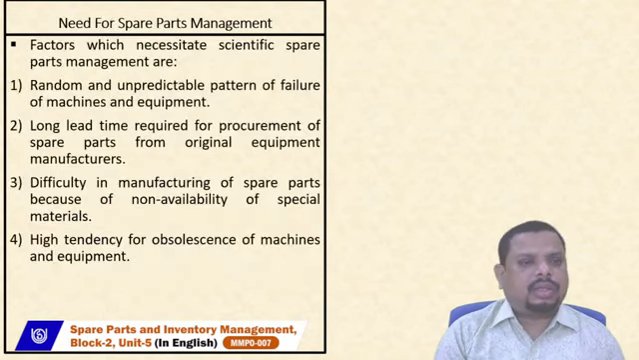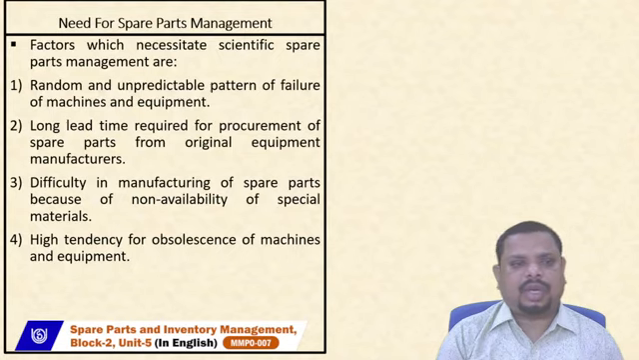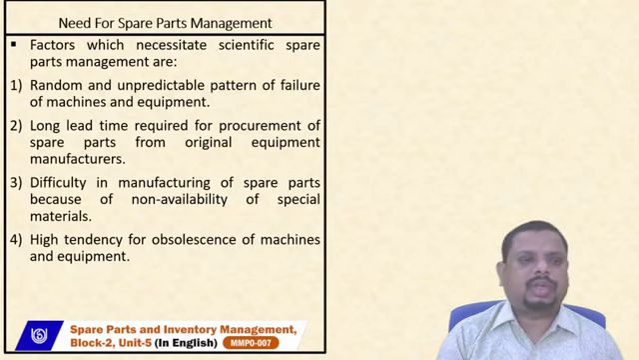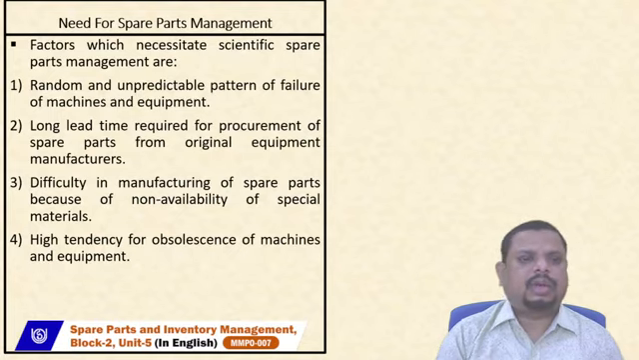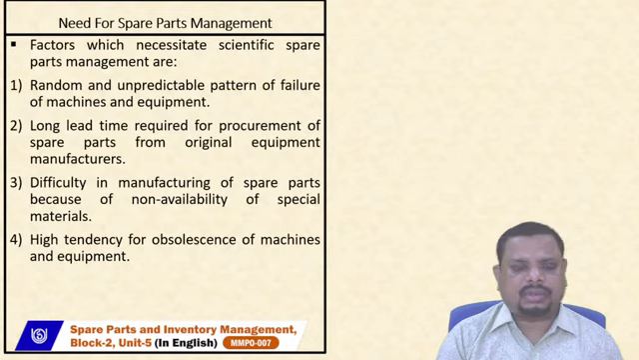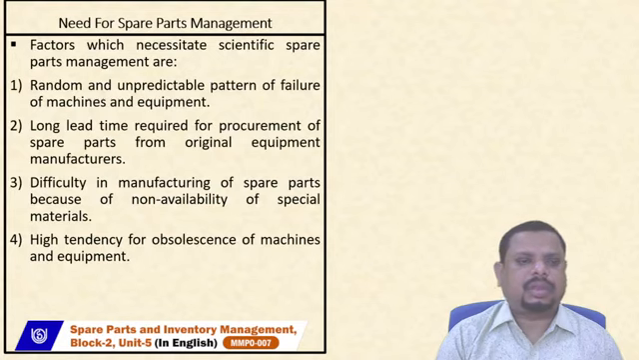Moving to the next one, the need for spare parts management. In spare parts management, these are the factors which necessitate scientific spare parts management. The first important point is the random and unpredictable pattern of failures of machines and equipment. That is why we need to maintain an optimum level of spare parts or inventory. For example, you cannot predict the puncture of a tire, or the pattern of failure of your machines or engines. So you have to maintain an optimum level of spare parts as well as inventories.